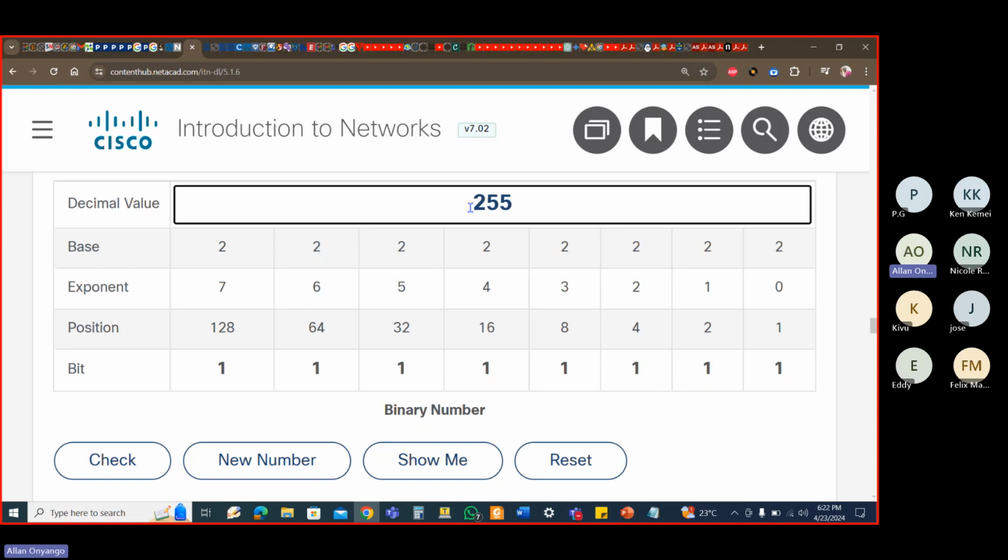Okay. Let me ask you. Check this out. What if all these are ones and only this one is 0? What could it have been? 127. It should be 127. If you add 1, 2, 4, 8, 16, 32, 64, it is 127. Then 127 plus 128 is 255, isn't it? Check this out. What if these two are zeros?